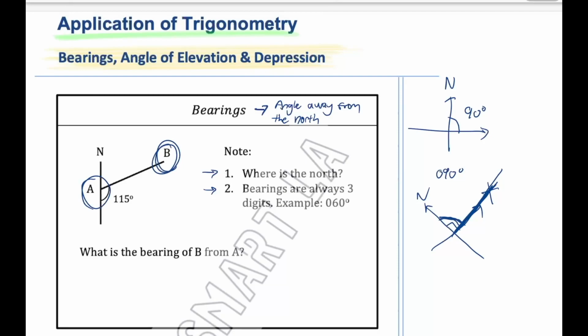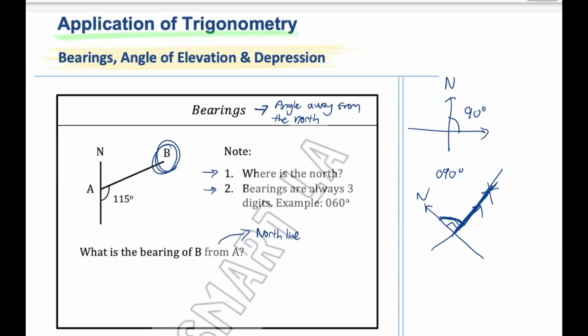The place that you are from, that's where you need to have the north line, because we are taking reference from that point. So "from A" means that we'll be taking reference from point A. So at point A, you will have to have the north line. If you don't have this north line, you need to draw your own, so that you have a rough idea of where the north is.